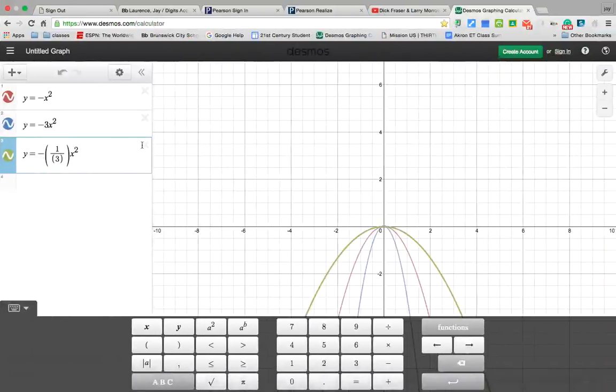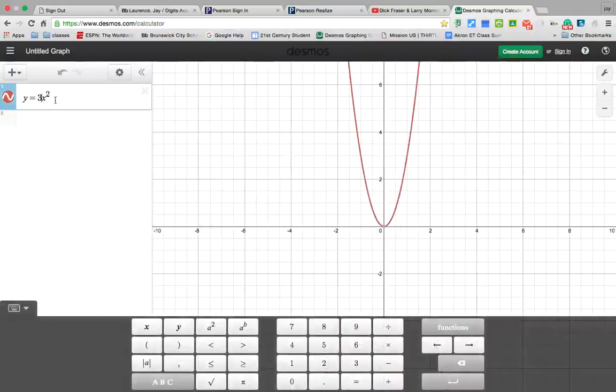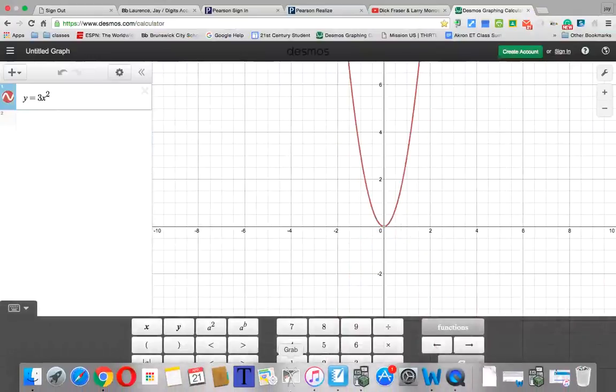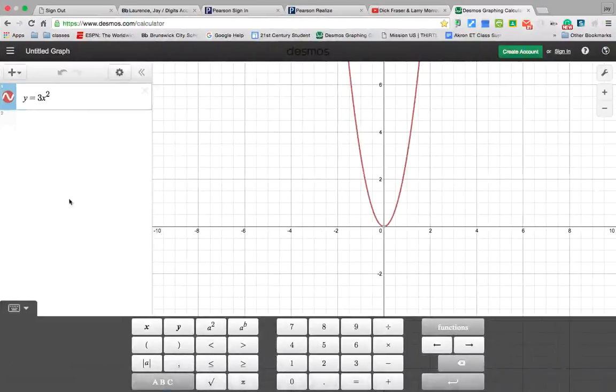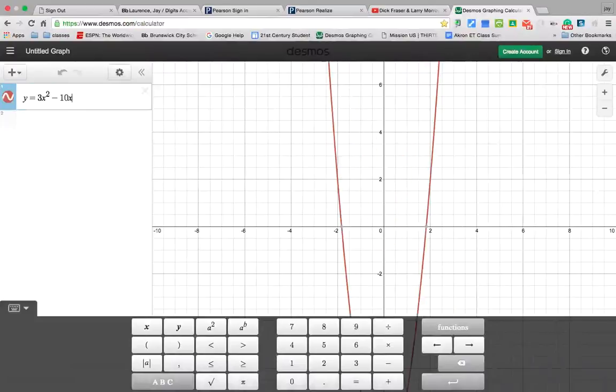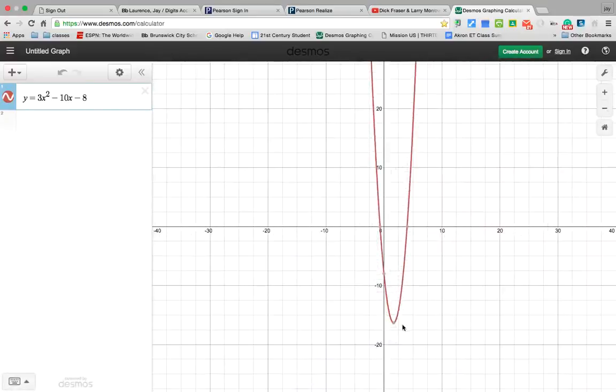And so let's see here. I need to get rid of this, and I'm going to need a 3x squared. And oh my goodness, I can't remember. Is it minus 10x minus 8? All right, so then we're going to go minus 10x minus 8. And let me zoom out a little bit. It looks like my vertex is going to be at about 1 2/3 and negative 16 1/3. My zeros are going to be at 4, 0, and at negative 2/3, 0.